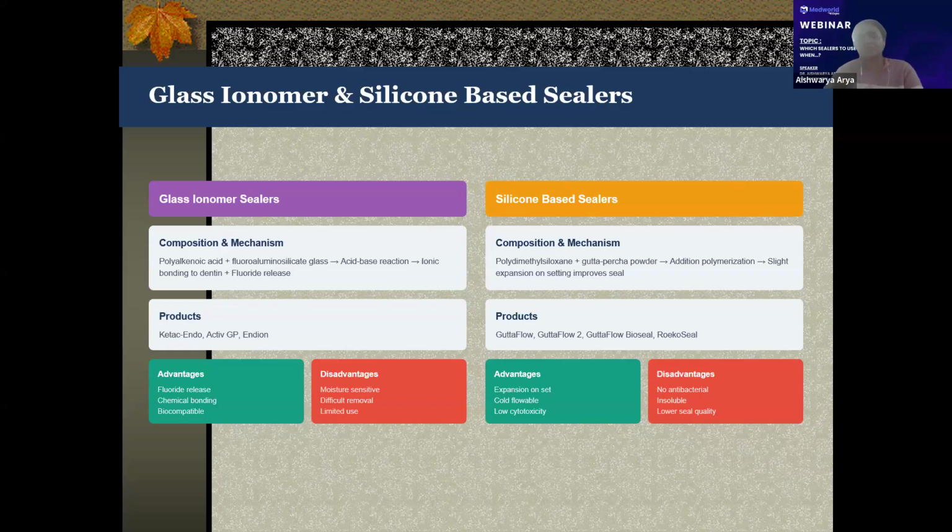Whereas when you come to silicon-based sealers, we have the polydimethylsiloxane and gutta-percha powder, and it also helps in providing a slight amount of expansion and helps in improving the seal. So the products here are GuttaFlow 2 and RoekoSeal.